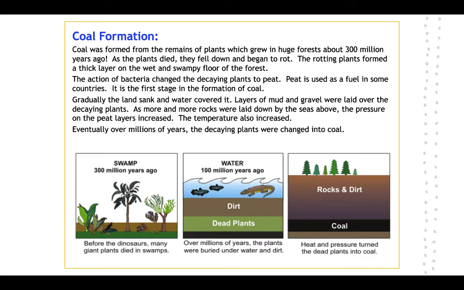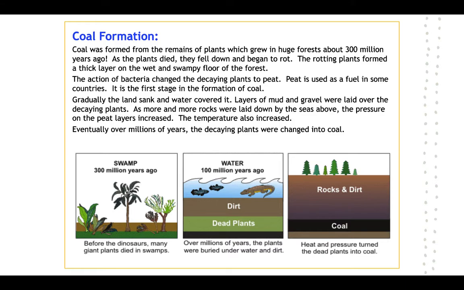So coal formation. Coal was formed from the remains of plants which grew in huge forests about 300 million years ago. As the plants died, they fell down and began to rot. The rotting plants formed a thick layer on the wet and swampy floor of the forest. The action of bacteria changed the decaying plants to peat. Peat is used as a fuel in some countries. It's the first stage in the formation of coal.